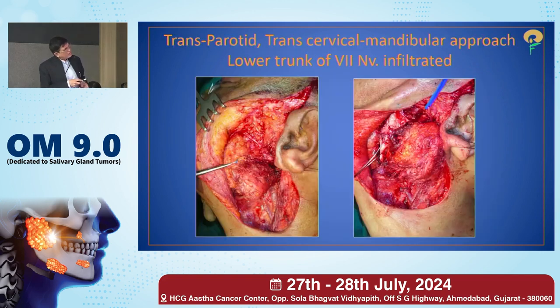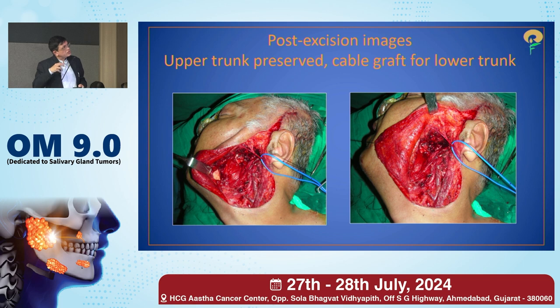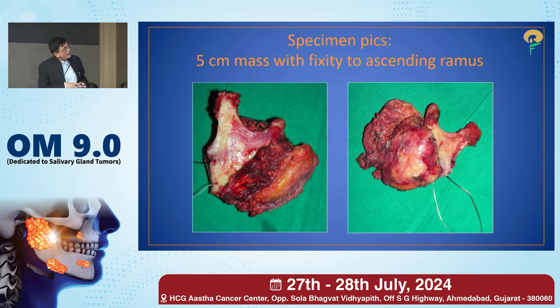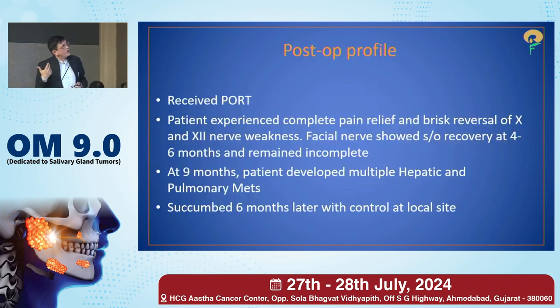So here it is. This is the upper trunk which has been preserved, and the tumor actually begins here and goes all the way deep inside. And so we used a transmandibular approach, extraoral but transmandibular. We did a mandibulotomy and resected the ascending ramus along with the tumor, and this is the upper trunk which was saved, and we grafted the lower trunk. And here is the specimen which shows the tumor from inside and from outside, a very large 6 centimeter specimen.